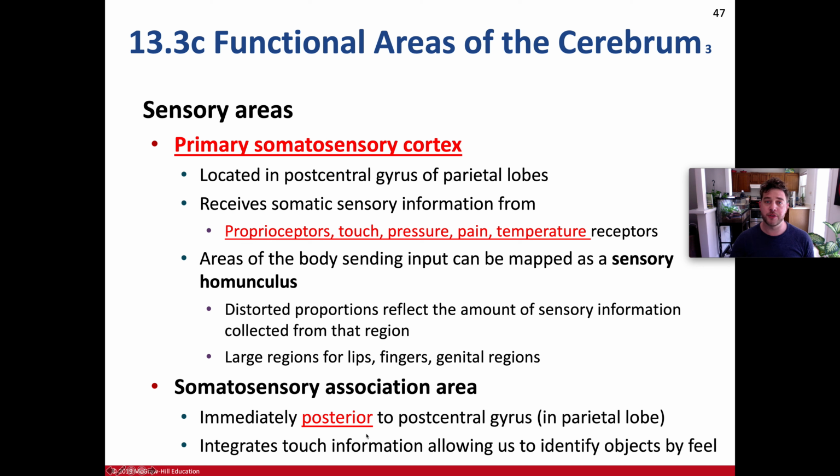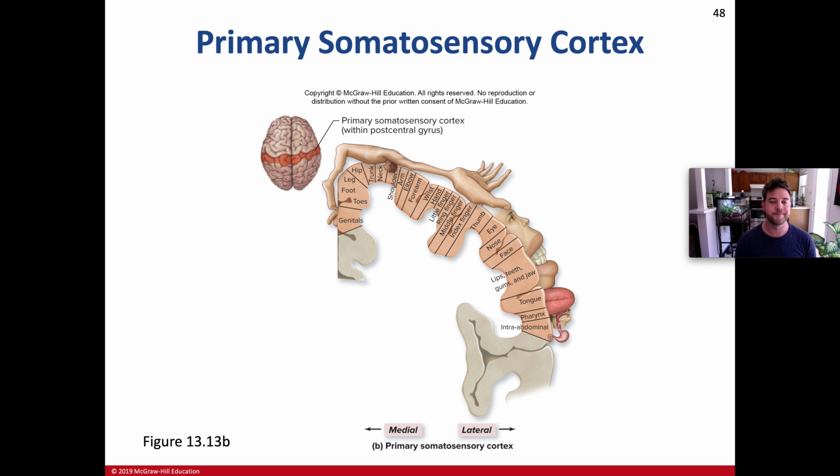Immediately posterior to that postcentral gyrus, so deeper into the parietal lobe, you have your somatosensory association area. It's going to integrate touch information that allows us to interpret objects by feel. That's why you can close your eyes and feel something and say, oh yes, that's a smooth rock, or oh no, that's a sharp knife or whatever.